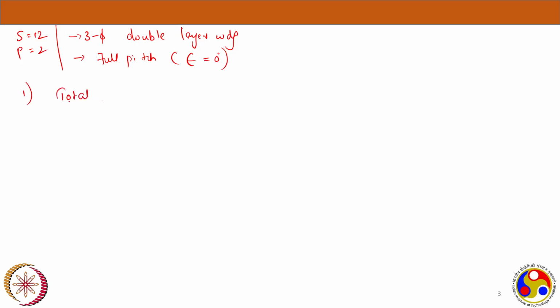So the first point. I want you also to answer these simple questions, so you'll also get used to this terminology. The first point is total number of coils. Can someone tell me how many coils will be there in this entire winding if it's a 12 slot machine? Since it's a double layer winding, number of slots will be equal to number of coils. So number of coils will be 12.